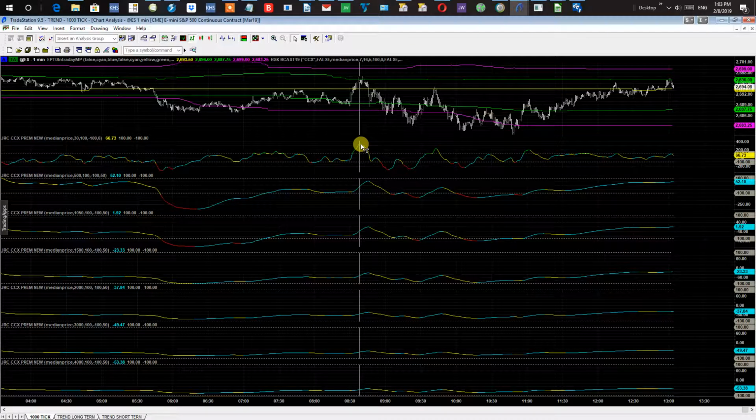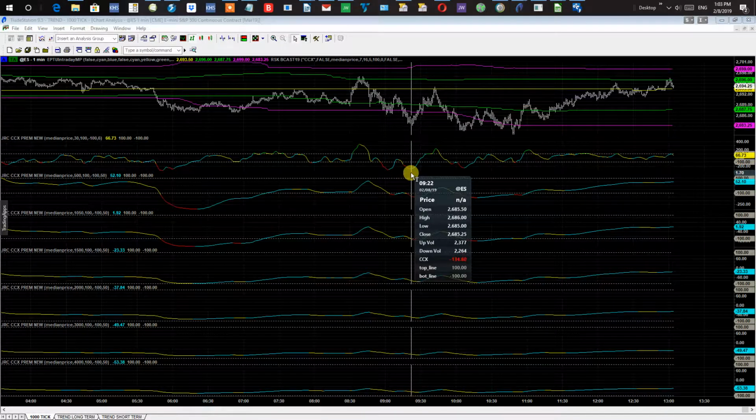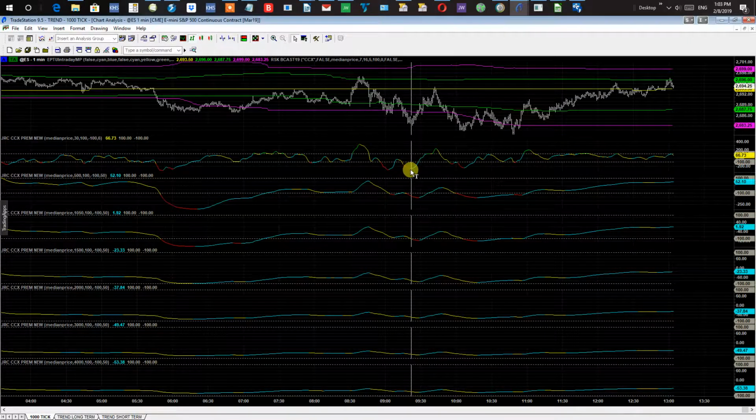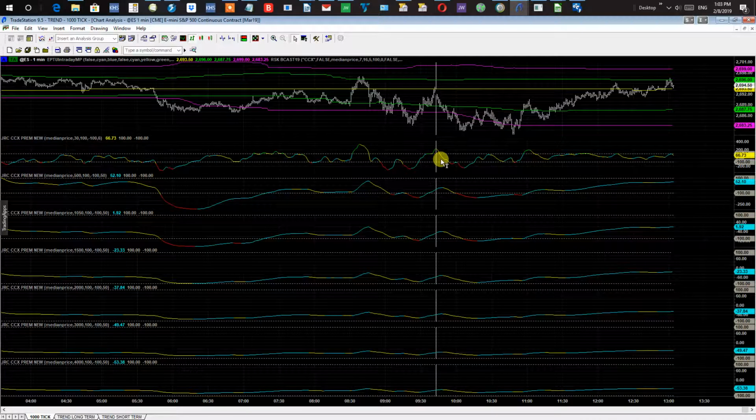A long trade would be generated if the value of the CCX is less than negative 100 and the slope is up. So you can see right in here, there's a nice long trade, and over here, there's a nice long trade just using this indicator alone. And again, a nice short above 100 sloping down.